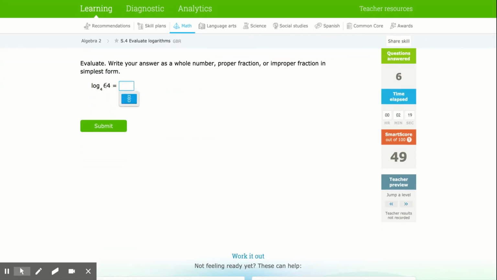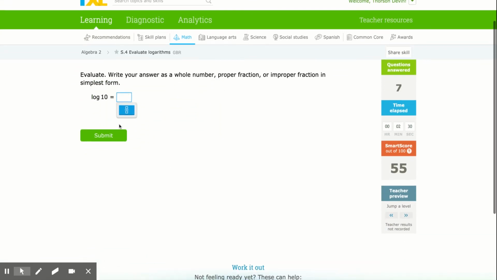4 raised to what power is 64? It's not 2, it's 3. 4 times 4 times 4 is 64. It took 3 4s to multiply together to get to 64. So that's another way you can think of it. We have a base 10. How many 10s do I need to multiply together to get to be 10? Well, I need 1.